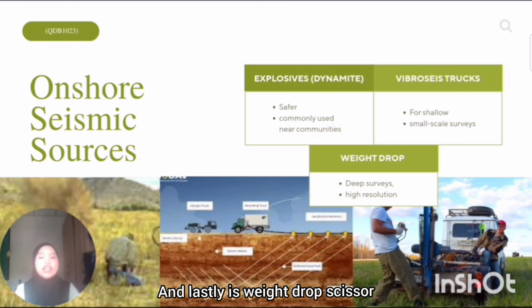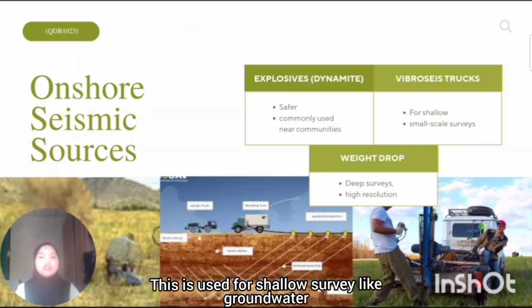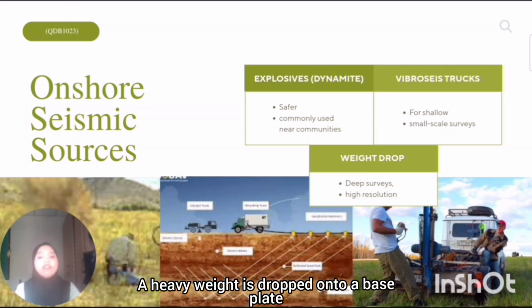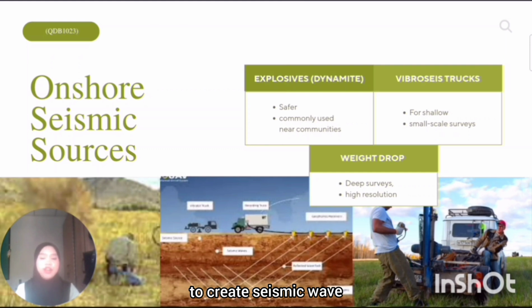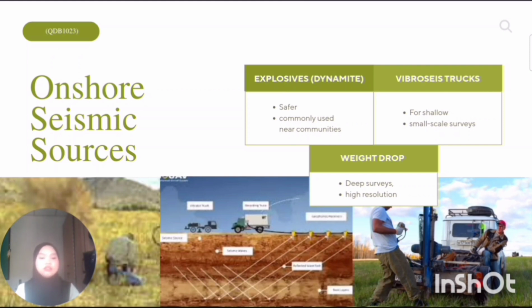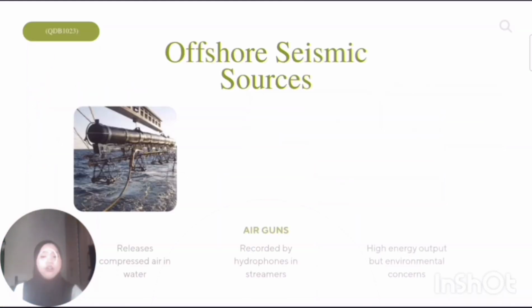And lastly is weight drop system. This is used for shallow survey like groundwater or geotechnical studies. A heavy weight is dropped onto a base plate to create seismic wave. It is repeated several times at each spot, and the signals are stacked for better quality. The advantage is that it is cheap and simple. The disadvantage is that the energy is low, so it's not suitable for deep imaging.